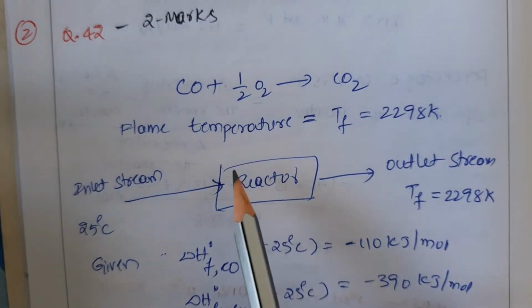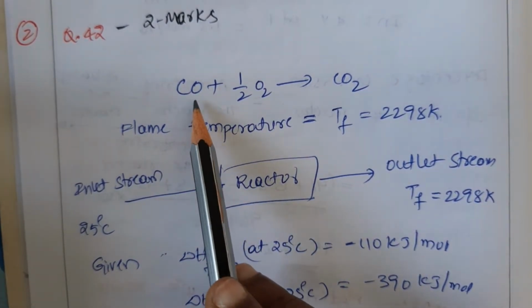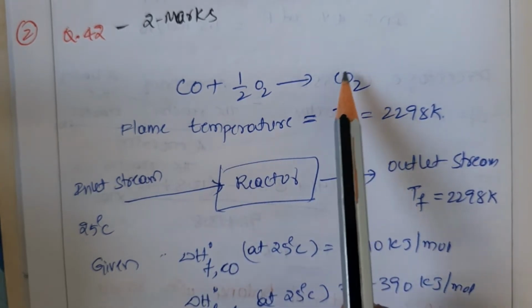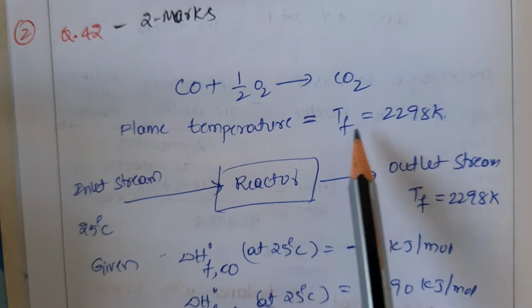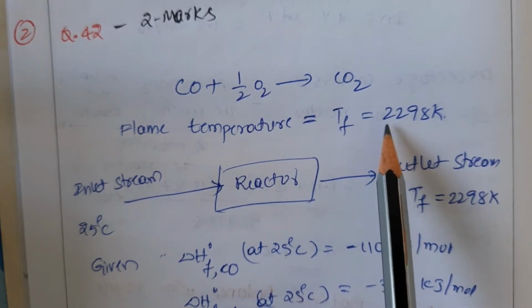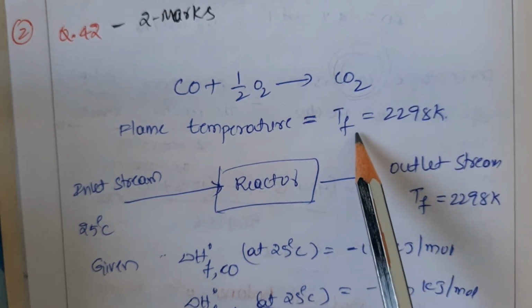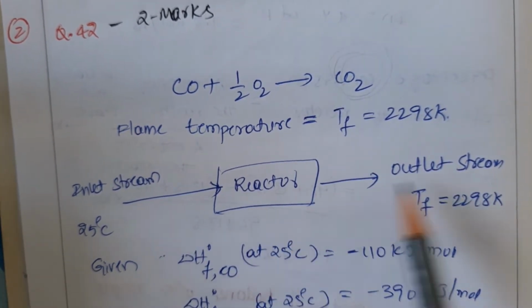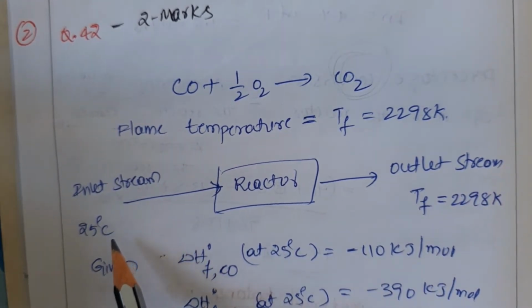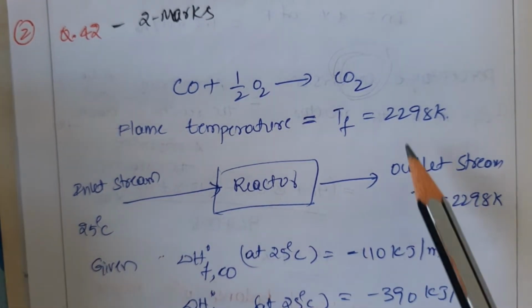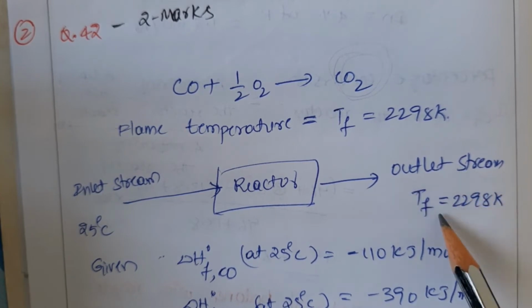In the problem, the combustion of carbon monoxide is given, so after combustion CO2 is produced. The flame temperature of the combustion is 2298 Kelvin, that is the temperature of the combustion products. Inlet stream, reactor, outlet stream. They have mentioned that the inlet stream, the reactants, the raw materials are entering at 25 degrees centigrade. So the flame temperature is given, meaning the outlet stream is at this temperature.